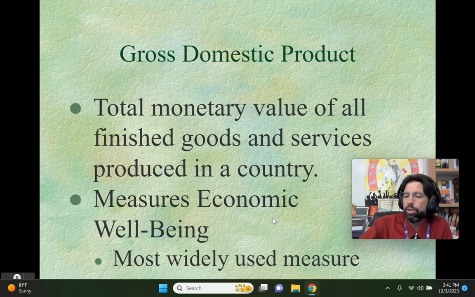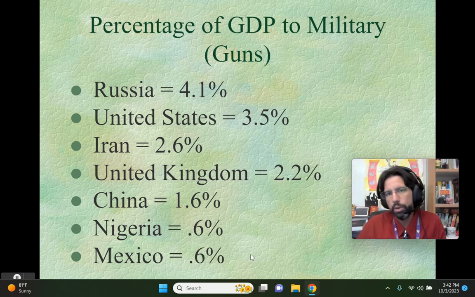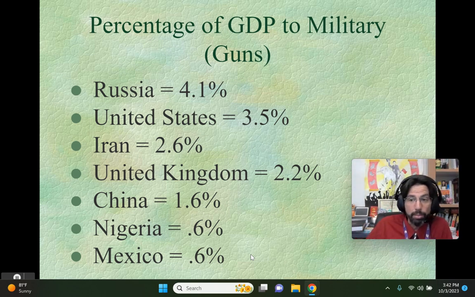So how does guns versus butter work in other countries? Well, this is the current percentage of your GDP that goes towards the military. People often think this number is a lot bigger. When you look around society, though, what you'll notice is that it's not like countries use their production primarily on the military. It's actually on civilian goods and services.